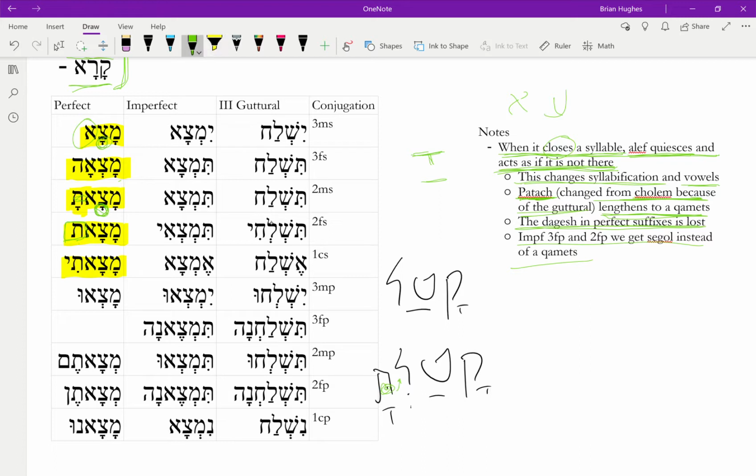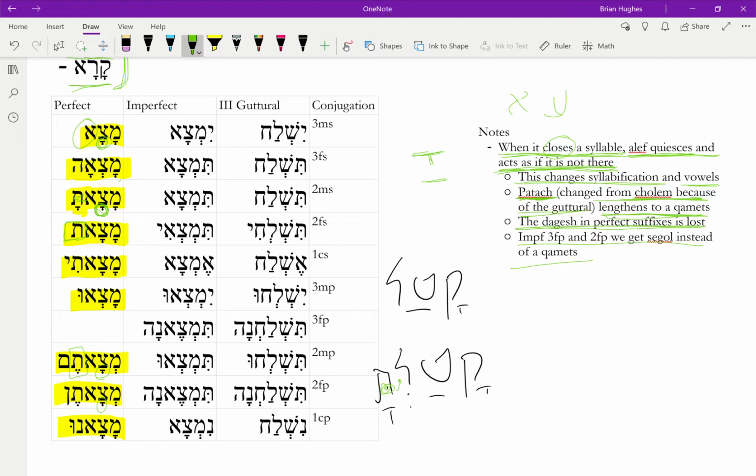Matzati, again, same thing happening with a lack of dagesh there in the tav, where now it's preceded by the sound of a vowel, so it drops away. And matza'u, metzatem, metzaten, and matzanu. So for these, the plurals, not a whole lot of changes from our standard paradigm other than the lengthening of the kamets and the loss of dagesh here.